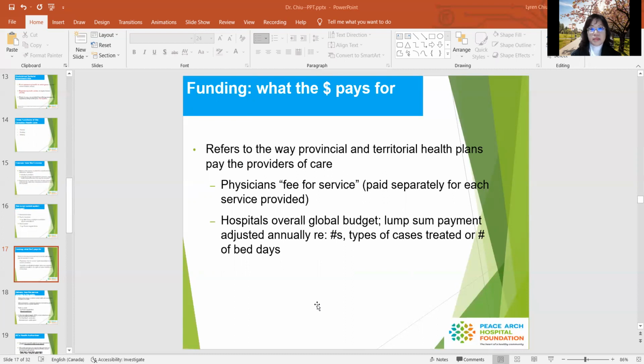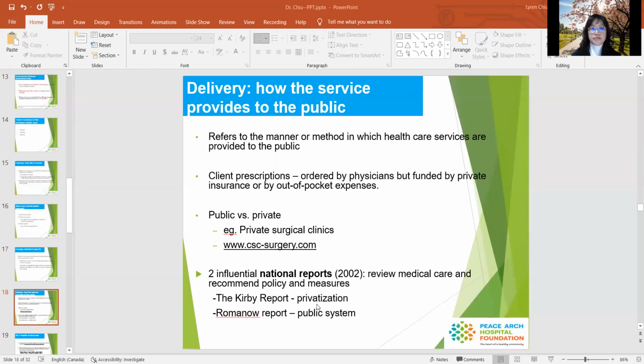Second, funding. What the dollars pay for? Funding refers to the way provincial and territorial health plans pay to the providers of care. They include physicians' fee for service, where they are paid separately for each service provided. Or they pay hospitals an overall global budget. It's a lump sum payment adjusted annually regarding the numbers and types of cases treated, or number of bed stays.